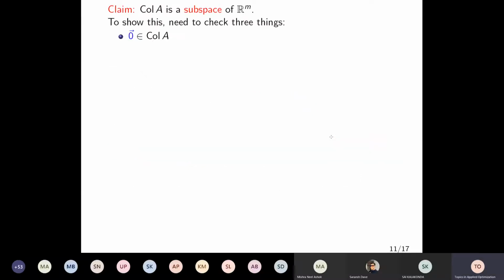OK, so it's very easy to prove that column space is a subspace. The first property, if you recall, in a subspace is that 0 should be there. 0 is naturally there in the column space because I can do 0 times first column of A, 0 times second column of A, and so on, plus 0 times the nth column. And this does give me a 0 vector.